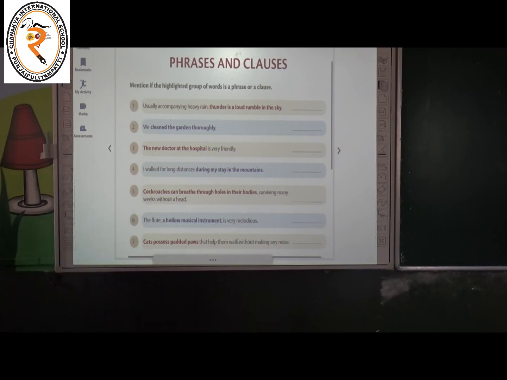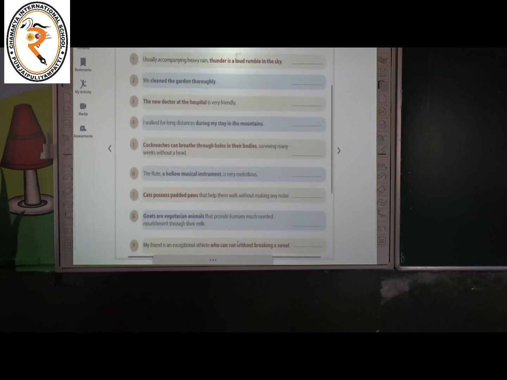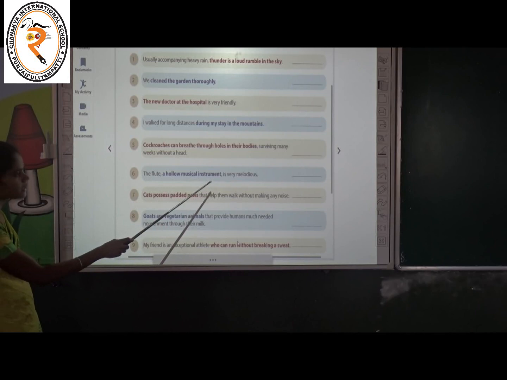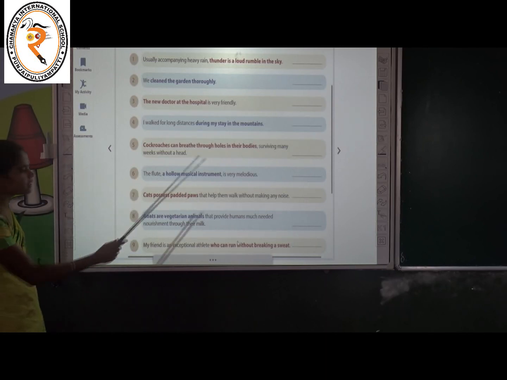And the sixth one. See the sixth one. The flute, a hollow musical instrument, is very melodious. What is the sixth one? The flute, a hollow musical instrument, is very melodious. See the highlighted part: a hollow musical instrument. It doesn't give a complete meaning. So the sixth one is a phrase.